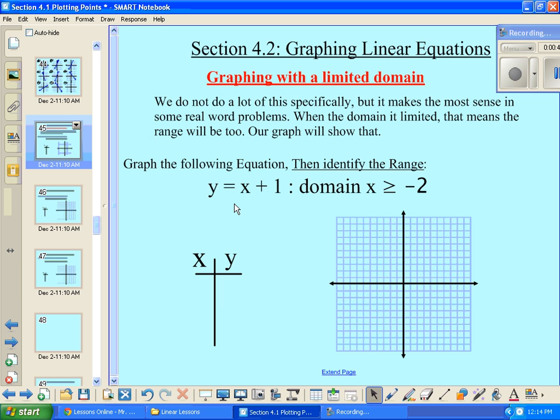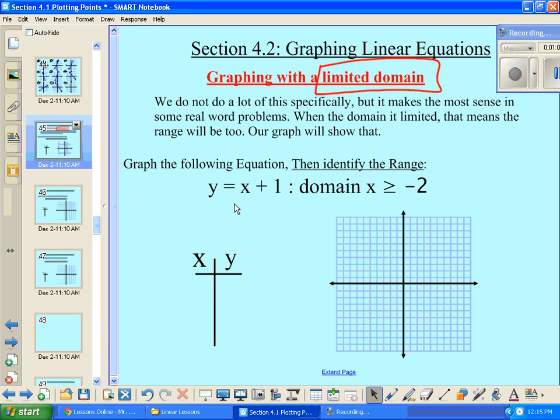Well, then we'll look at the word limited. So again, it says graphing with a limited domain. Here's the phrase we want to make sure we understand, these two words. Domain means all the possible numbers we can put in for x in this equation. Limited means there's only certain ones that we can plug in. There's a boundary there. There's certain ones that we cannot put in for the x value.